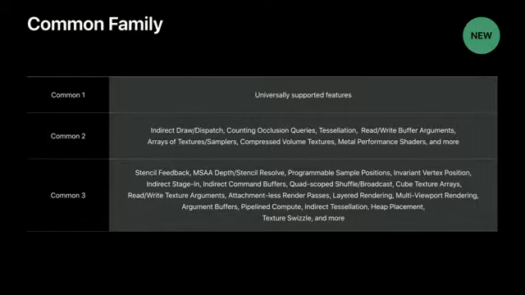And Common 3 provides all the features needed by advanced applications, such as indirect command buffers, layered rendering, cube map arrays, and vertex position invariance. And finally, Metal 3 provides a special family for iPad apps targeting the Mac. That is, iPad apps tuned for that experience.